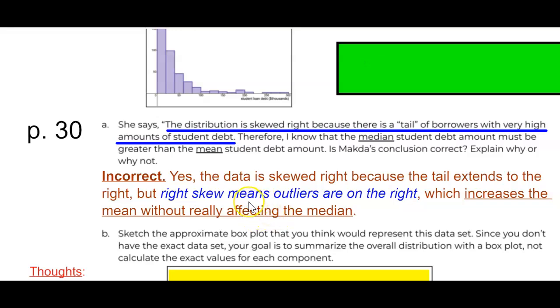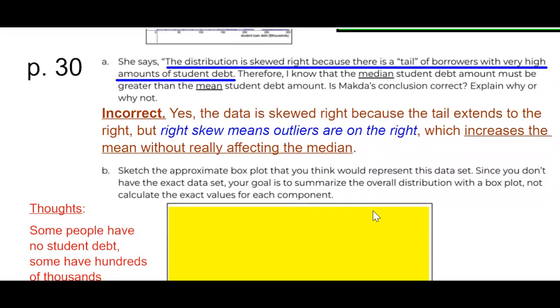All right, so anytime we're explaining something here, just pause the video so that you can write down what you see. All right, so moving on, sketch the approximate box plot that you think would represent this data set. Since you don't have the exact data set, your goal is to summarize the overall distribution with a box plot and not calculate the exact values.